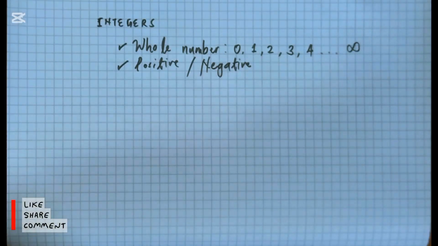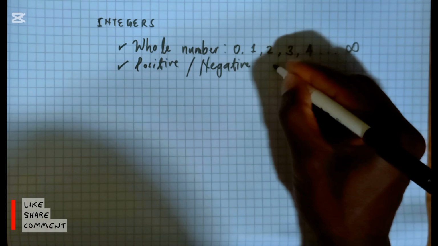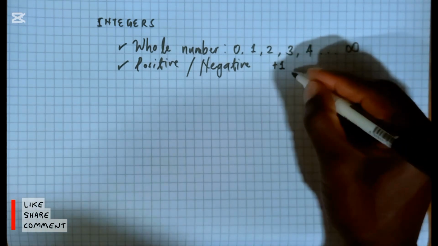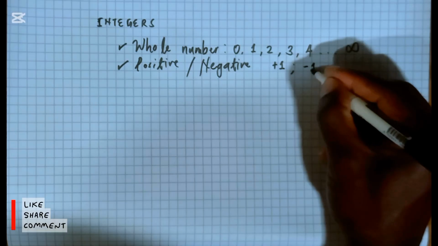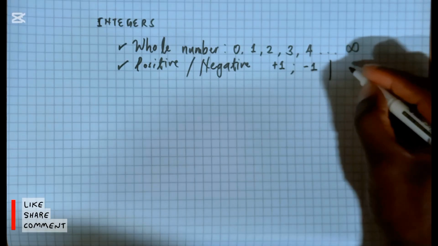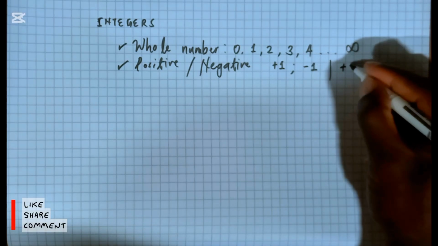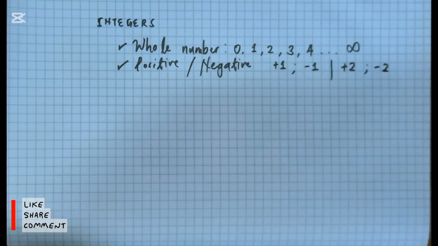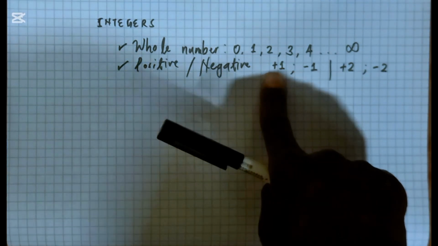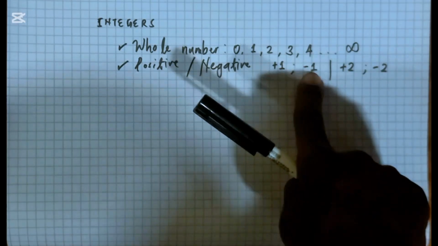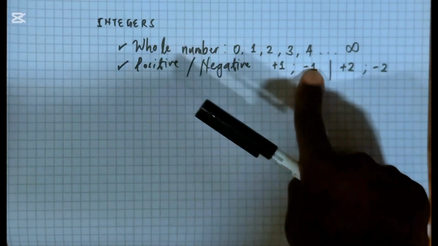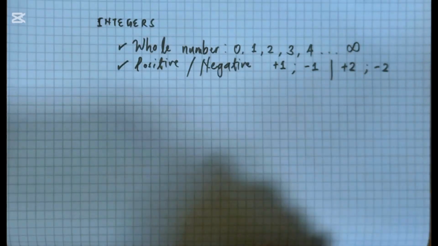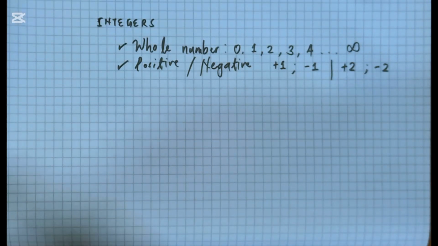For example, I can write 1 as a positive number, and I can also write 1 as a negative number. Same goes for 2. I can write 2 as a positive number, and I can also write 2 as a negative number. So this here is +1, and this is -1. And what you're seeing here is +2, and the other one is -2.